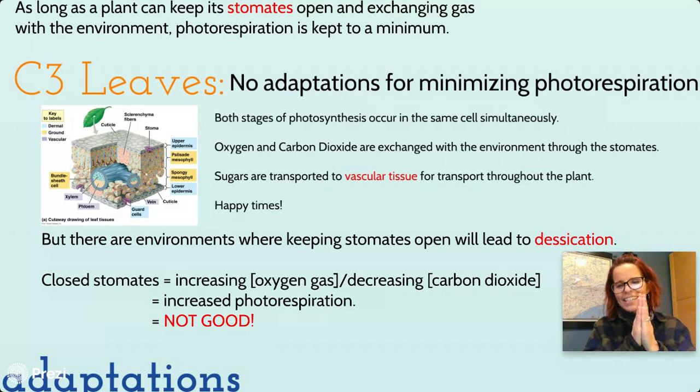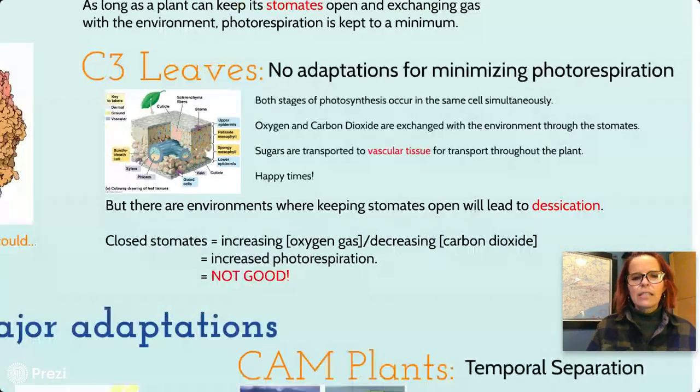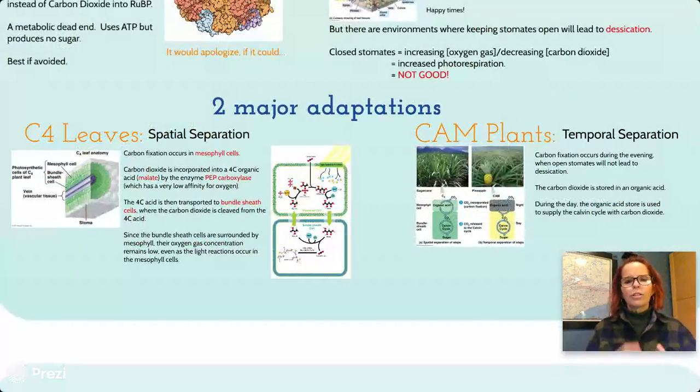So the plant is trying to open and close these without leading to photorespiration, and that's a terrible problem if these plants are in hot, dry climates. So there have been some adaptations over evolution. The two major adaptations are called the C4 adaptation and the CAM plants. What you need to know, and I'm not going to go into a whole lot of detail, is very simple.